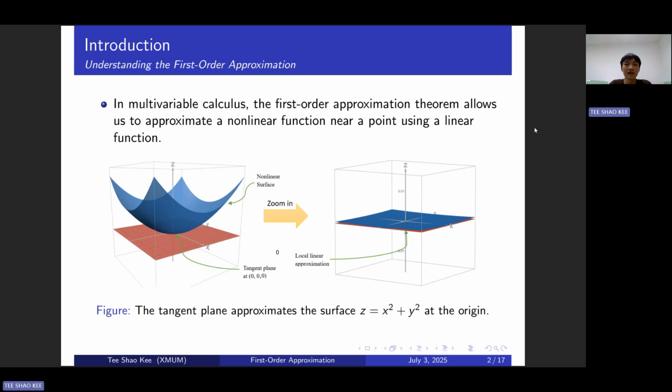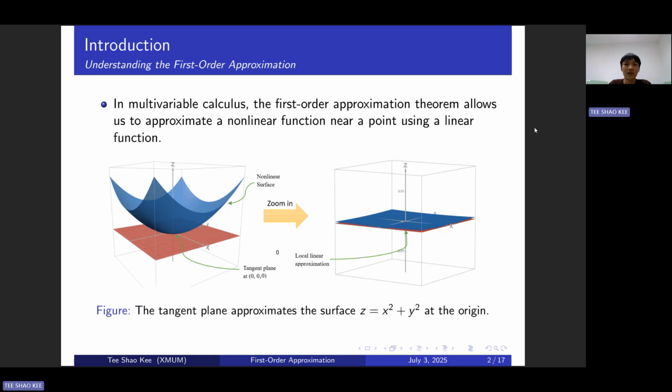If we zoom in very closely near that point, you will notice something interesting. The curved surface and the tangent plane almost overlap. They become visually indistinguishable. This is because the error between the two becomes infinitesimally small as we approach the origin. While this is just a 3D example to help us build intuition, the same principle applies in higher dimensions, even when we are approximating vector-valued functions. This is a core idea behind the first-order approximation theorem.